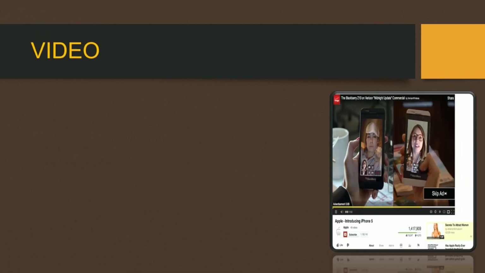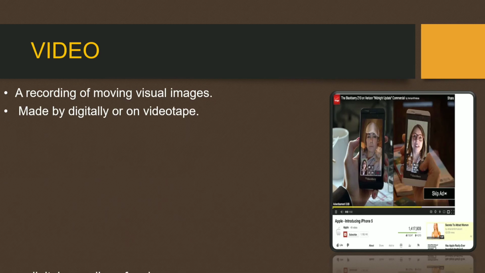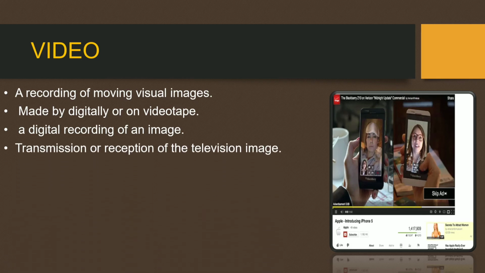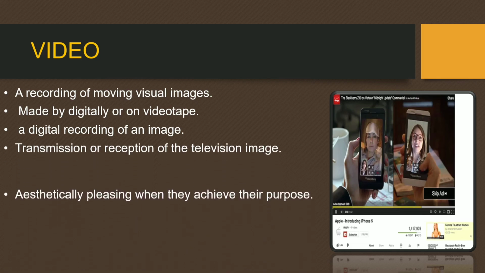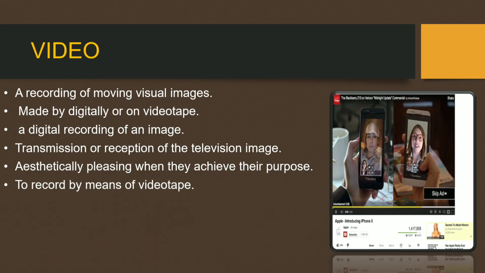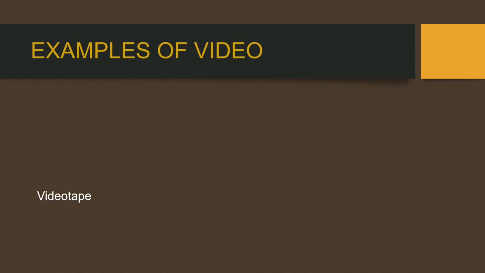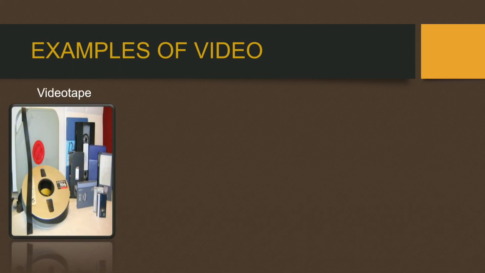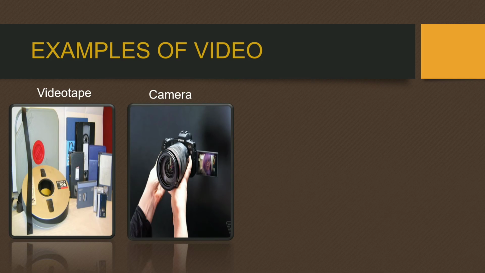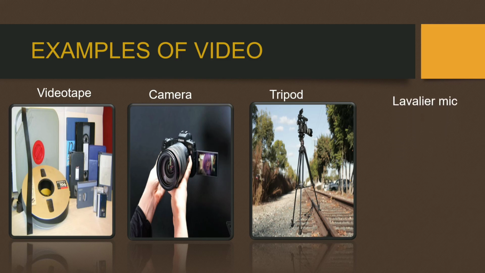So next is video. So what is video? A recording of moving visual images made digitally or on videotape, a digital recording of an image. Transmission or reception of the television image, aesthetically pleasing when they achieve their purpose to record by means of videotape. So here are the examples of videos. First is the videotape. Second is the camera. Third is the tripod. And lastly, the lavalier mic.